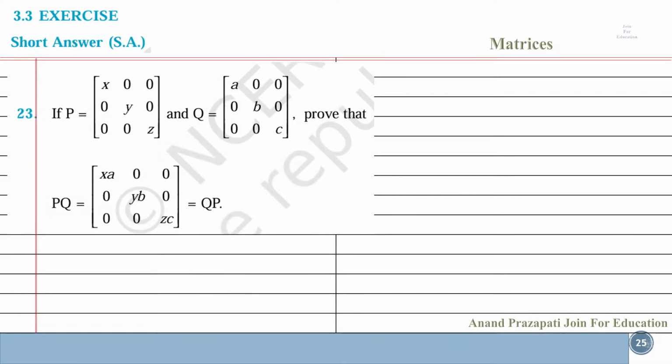Let's see question number 23. Matrix P equal to this one, matrix Q equal to this one, and in this question it asks us to prove that PQ equal to this one and QP equal to also this one. So let's see the solution of this one.